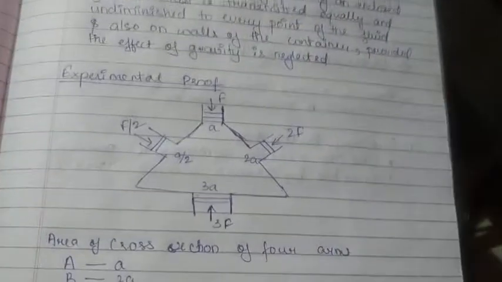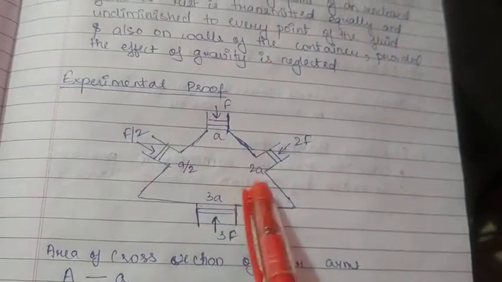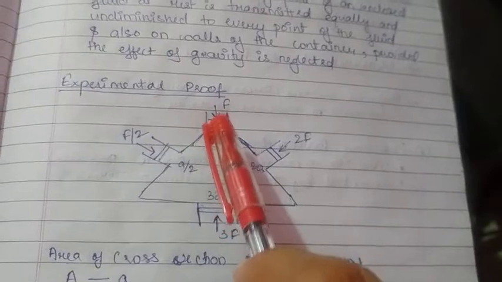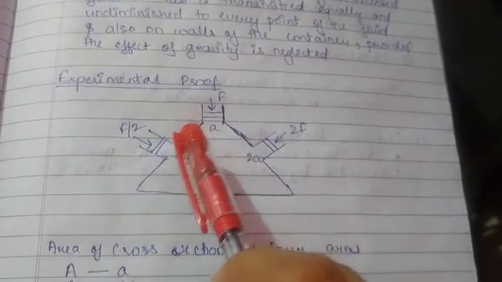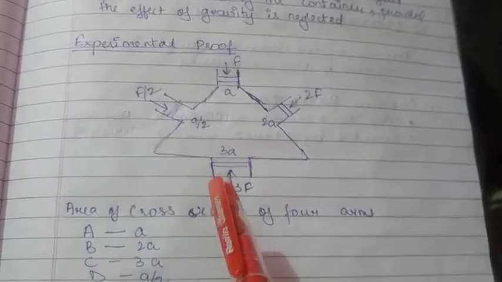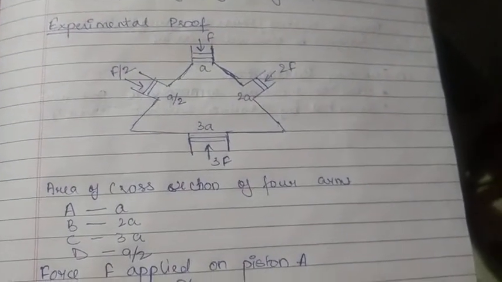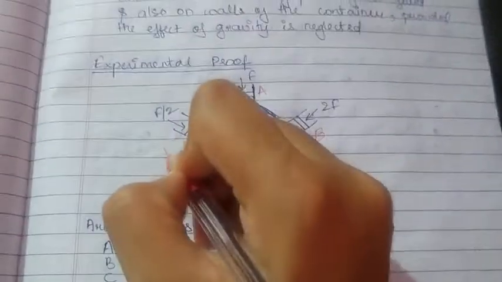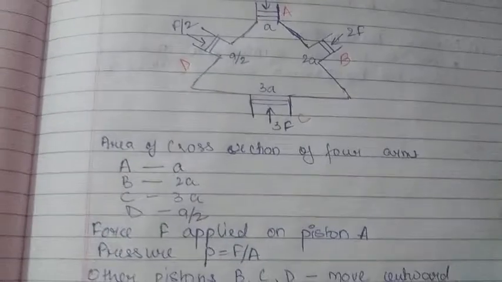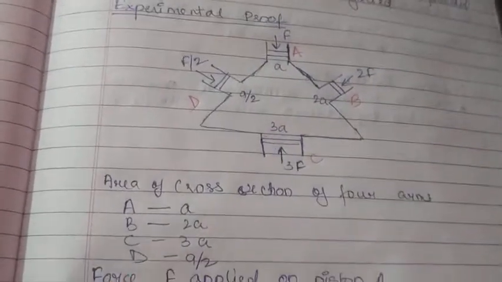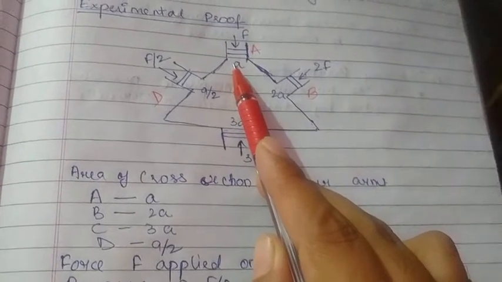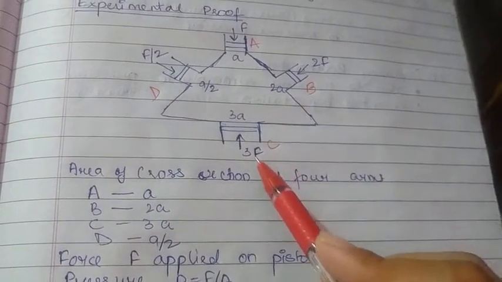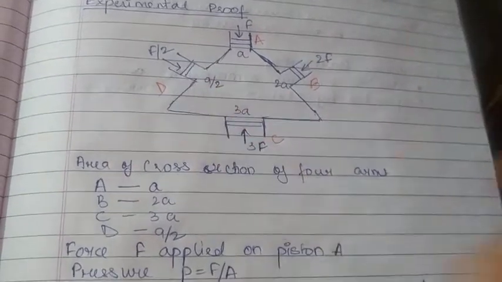Now, we can have an experimental proof to explain Pascal's law. Suppose you have this container and you have various outlets, with pistons applied on these outlets. Let these outlets be named A, B, C, and D. The area of cross section of these four arms is A for arm A, then 2A for arm B, 3A for arm C, and A by 2 for arm D.